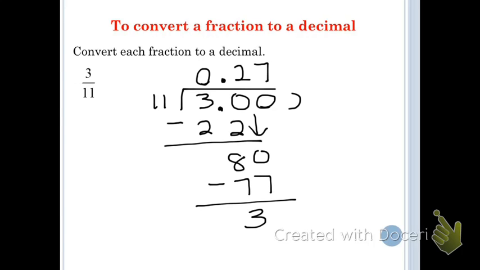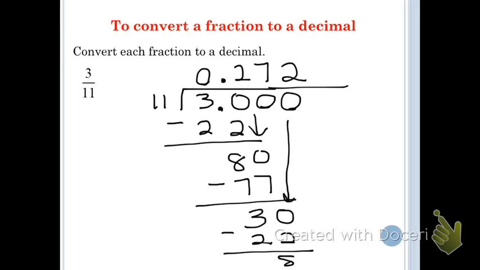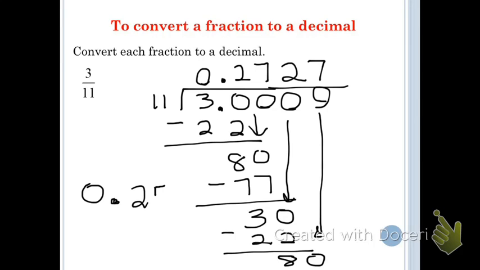If I add another 0, 11 goes into 30 twice. 2 times 11 is 22. If I bring one more 0 down, notice 11 goes into 80 again 7 times. So you can see our decimal is starting to repeat. 0.2727. It's the 27 that's repeating. So I'll write my answer as 0.27 with a bar over the 2 and the 7.